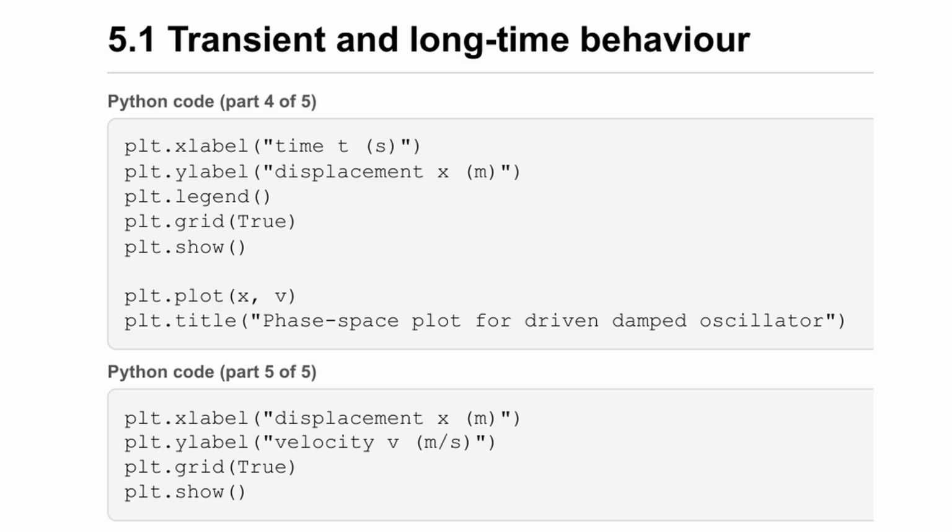We also prepare a phase space plot, graphing velocity directly against displacement. Phase space plots are excellent for identifying repeating steady states, which appear as closed loops. These two plots together provide a comprehensive view of the oscillator's dynamics.